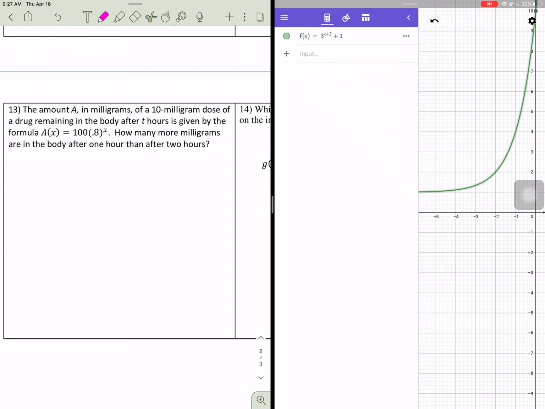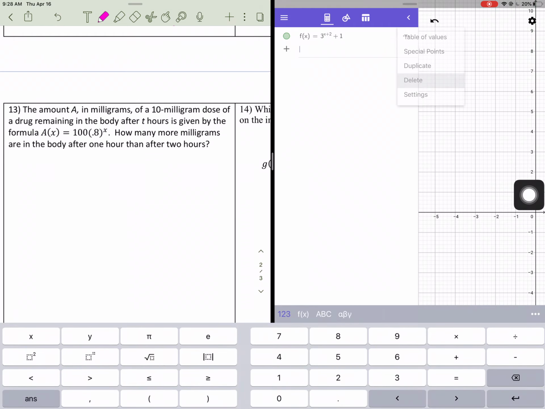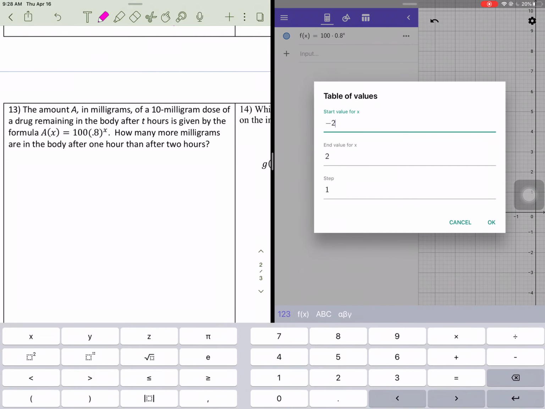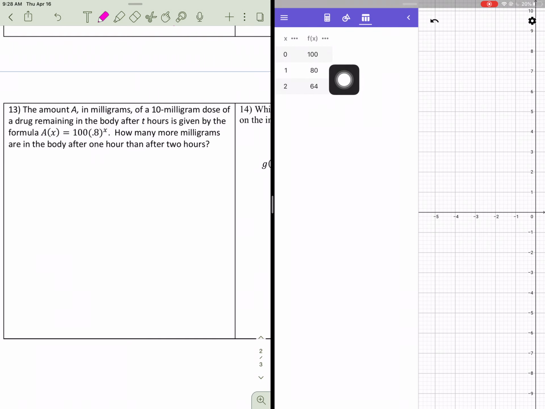The amount in milligrams of a 100 milligram dose of a drug after t hours is given by the formula A of x equals 100 times 0.8 to the x. That means it starts at 100 and you multiply by 0.8 each hour. So how many more milligrams are in the body after 1 hour than after 2 hours? So to do this, we graph it, 100 times 0.8 to the x, and we do our table of values. Let's go from 0 hours to, we only need to go up to 2. So after 1 hour, there's 80. After 2 hours, there's 64. So how many more milligrams after 1 hour, which was 80, than after 2 hours, which is 64? Well, just subtract them and you get 16.